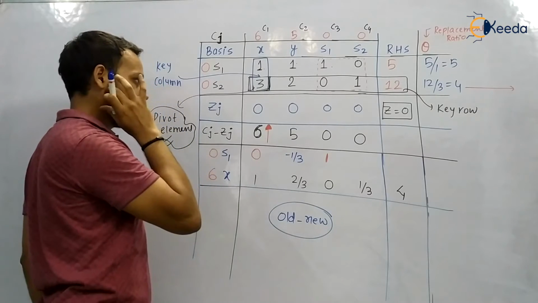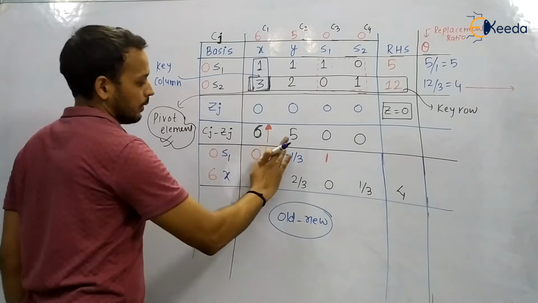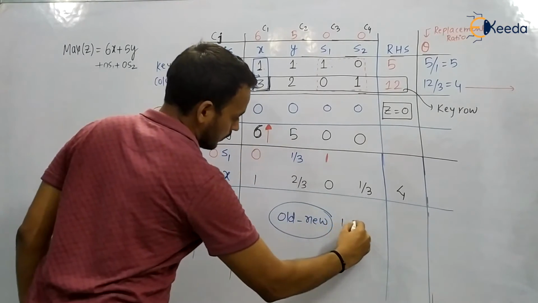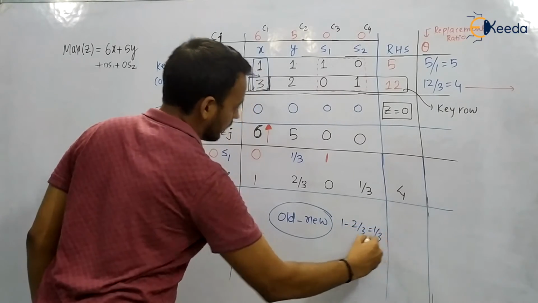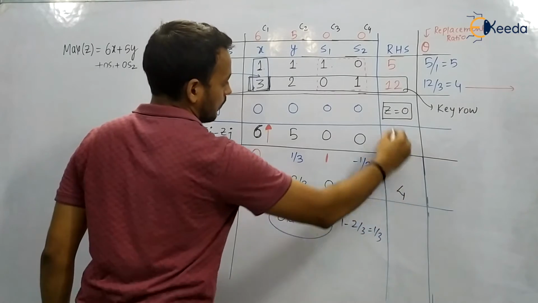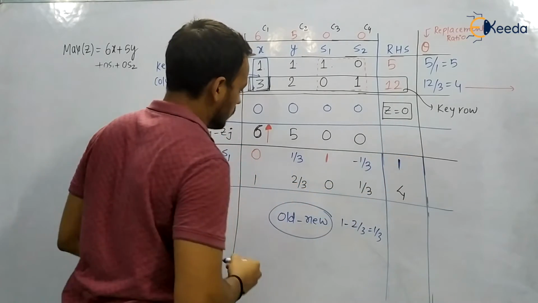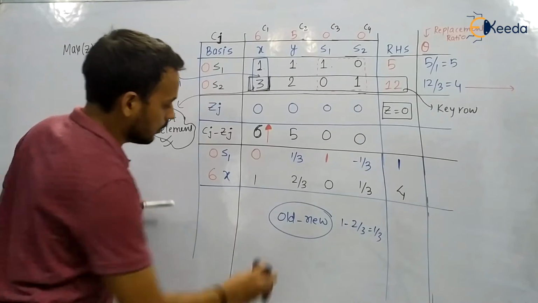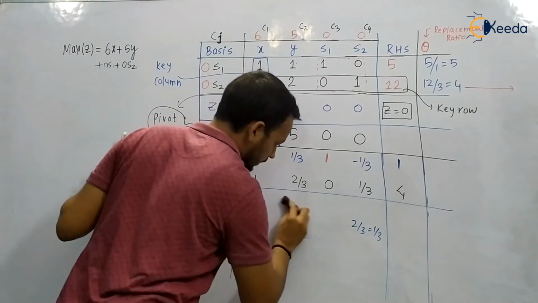Okay, 1 minus 2 by 3, you will get 1 by 3. And here, 0 minus 1 by 3, you will get minus 1 by 3. 5 minus 4, you will get 1. So you have got each and every value. Always do old minus new.